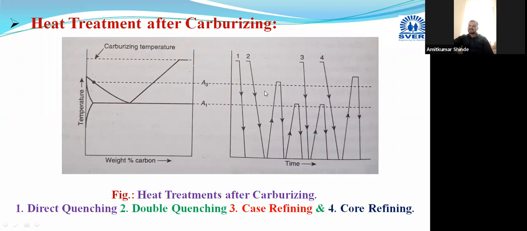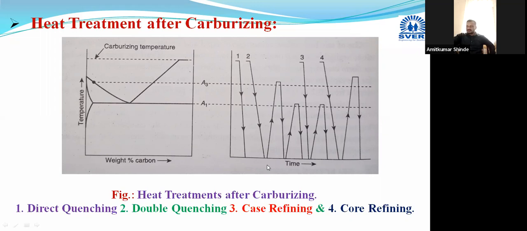Above this A3, we are heating it above the upper critical temperature. And during this heating above the upper critical temperature, what will happen? After heating, we are providing sufficient holding time, and then we are cooling it. During this process, the case refinement will occur, meaning we are directly quenching it. Fast cooling we are doing.